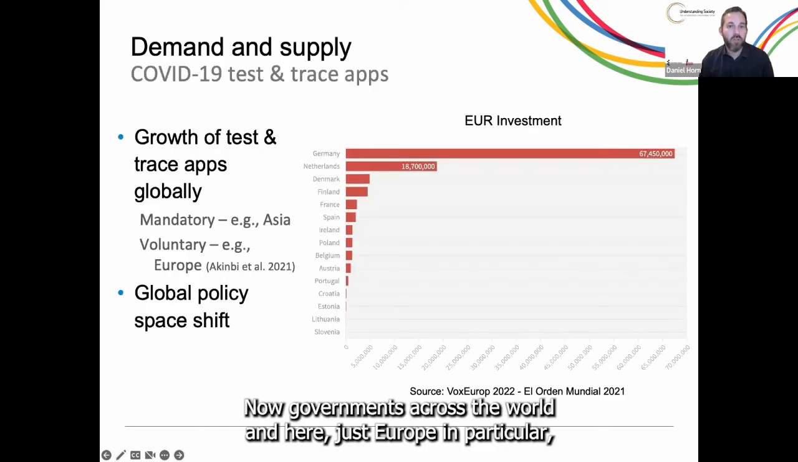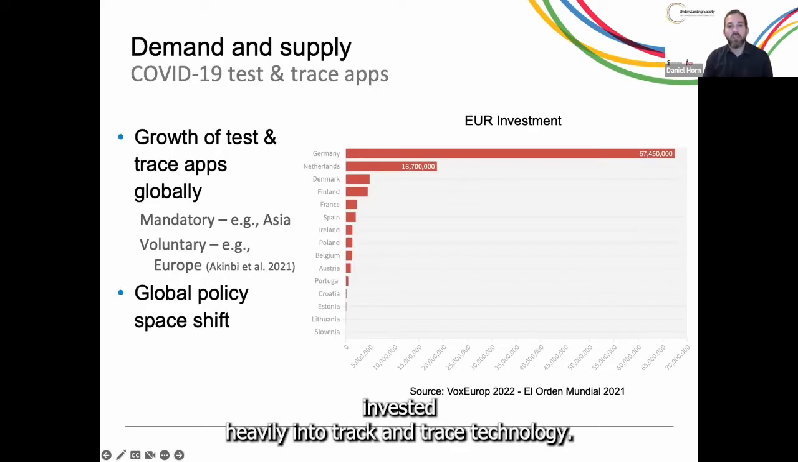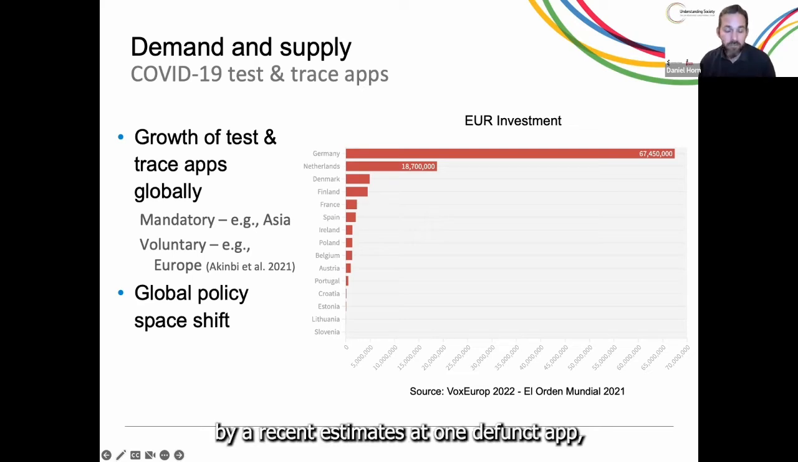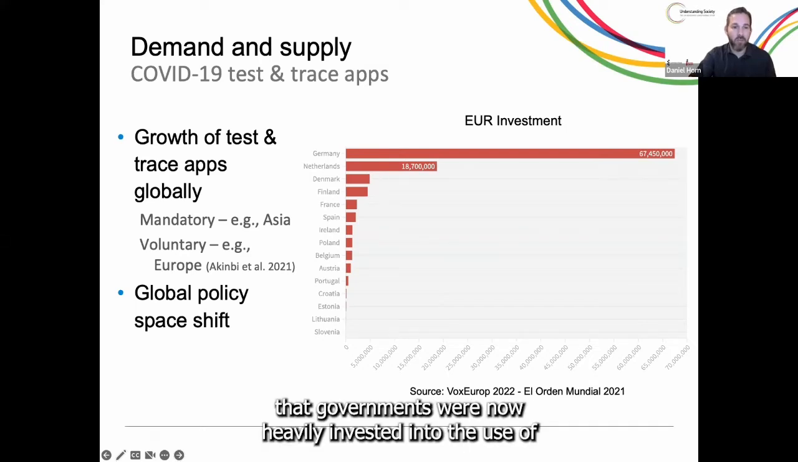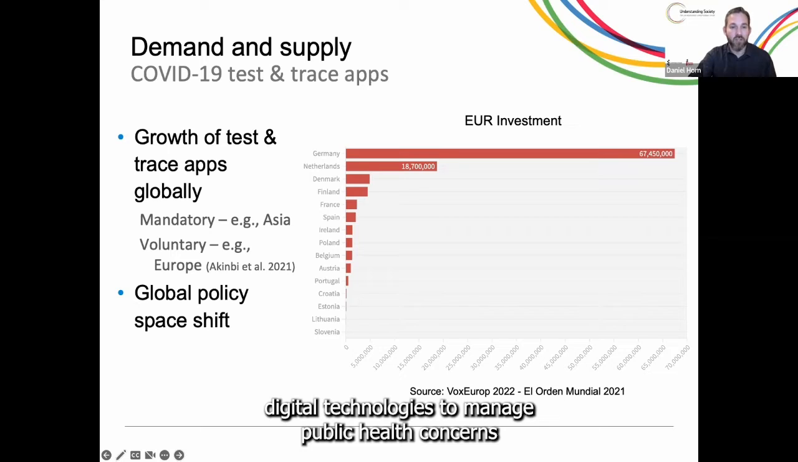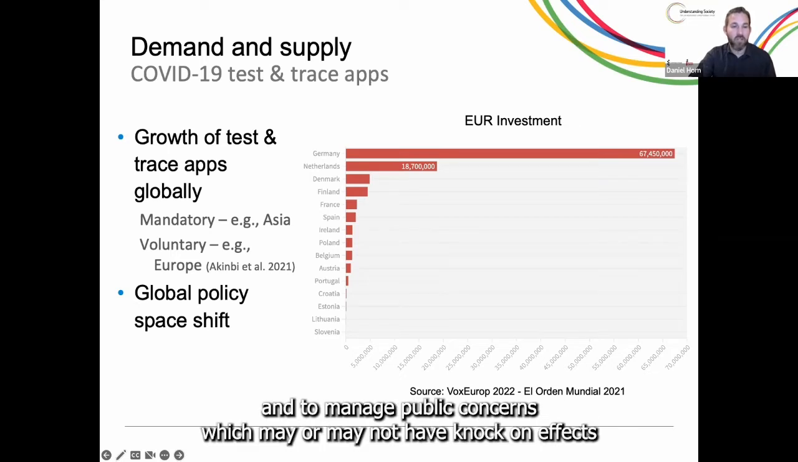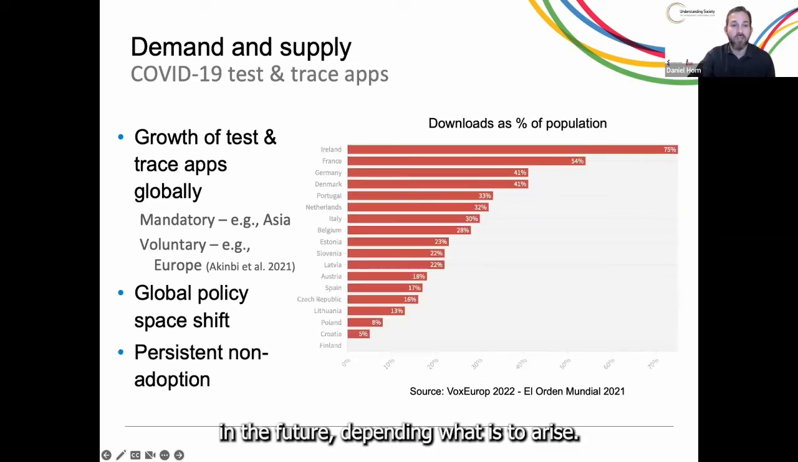Now, governments across the world, and here just Europe in particular, invested heavily into track and trace technology. I think in the UK, that investment managed to reach about 100 million by recent estimates, and one defunct app, which in the beginning, I think it was the COVID-X app. And this led to a global policy space shift, that governments were now heavily invested into the use of digital technologies to manage public health concerns and to manage public concerns, which may or may not have knock-on effects in the future, depending on what is to arise.